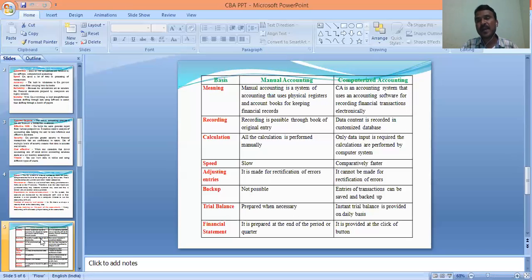Computerized accounting, compared to manual accounting, is faster than manual accounting. This is one of the advantages.